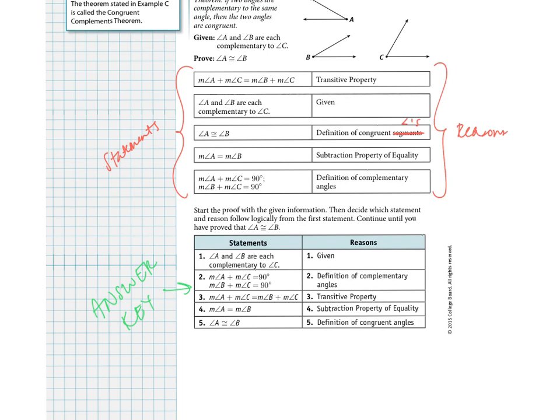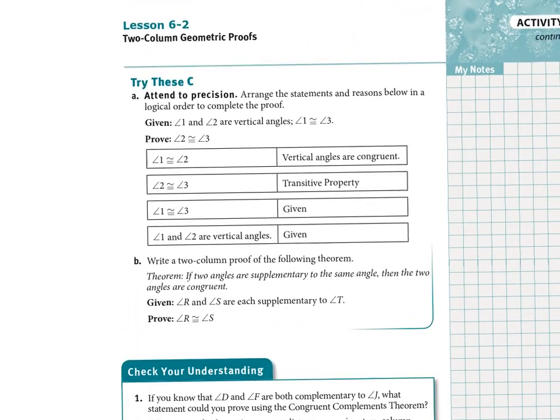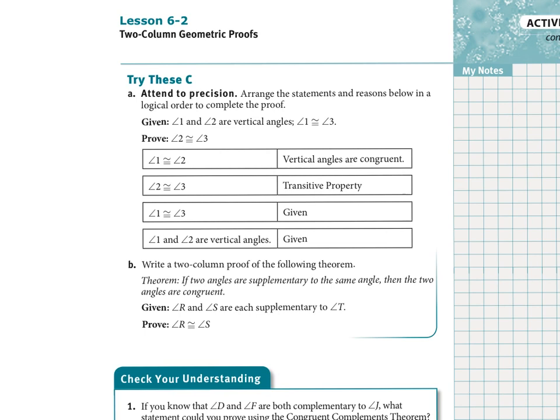Once you've had time to do this, we're going to go ahead and head to page 69. Let's go ahead and look at the try these C. So for the try these C section, you have 2 problems where just like on the previous page, you had to rearrange all the statements and the reasons to match with each other. You're going to do this in part A. It doesn't give you the answer.